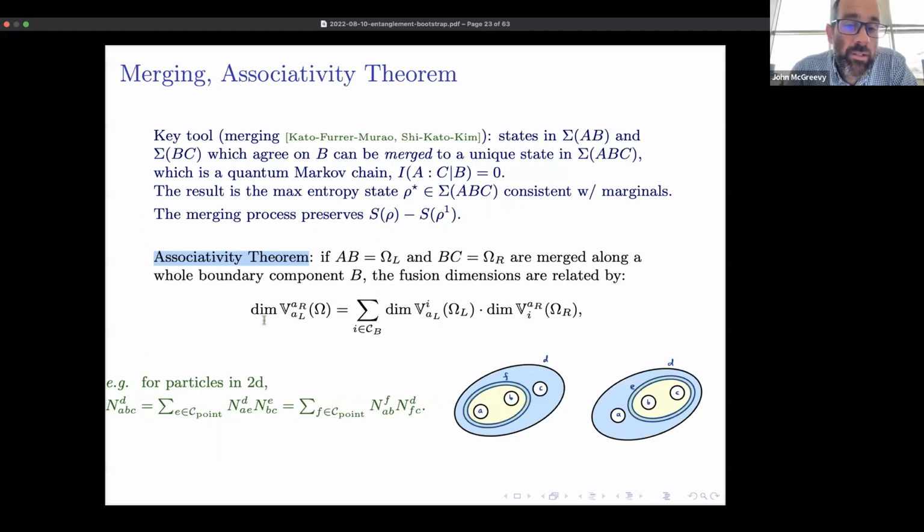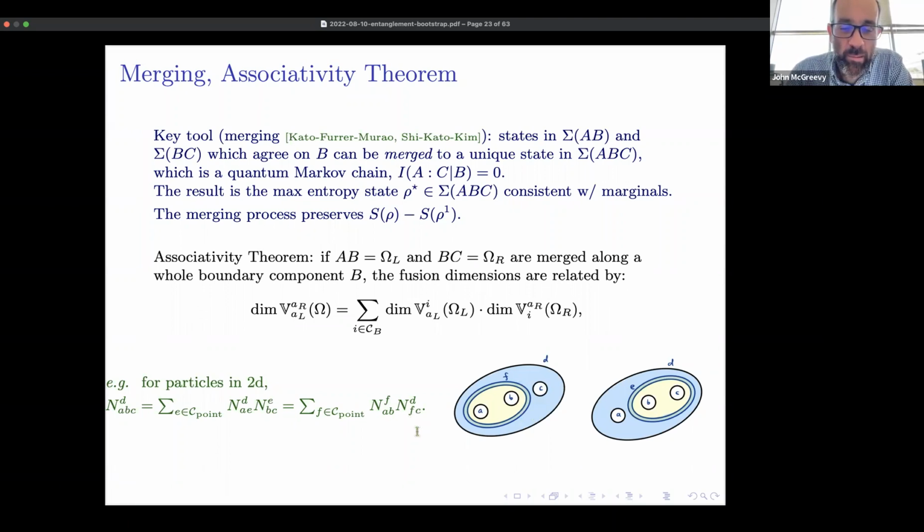In that case, the fusion dimensions are related by convolution. So just sum over all of the possibilities for what's happening in B of the dimensions of the fusion spaces of each of the constituents with the given boundary conditions. So this reduces the complexity in the sense that we can make bigger regions from smaller regions, and the structure of the fusion spaces of the bigger regions is fixed. And this is called the associativity theorem because in the case of particles in two dimensions, exactly this relation, the merging of these regions and these regions, gives this associativity relation between the fusion dimensions.